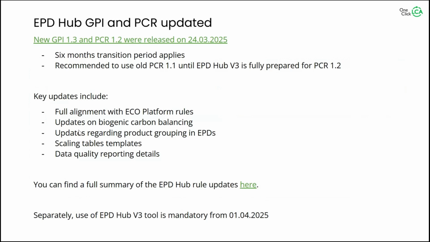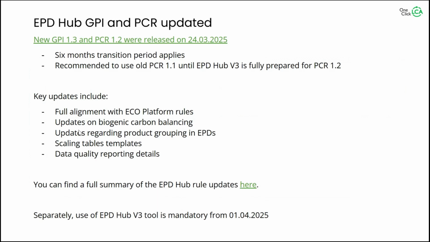Then the EPD Hub's GPI and PCR have been updated just last Monday, so on the 24th of March. So some key points about it. There's a 6-month transition period. So PCR 1.1 and the new version PCR 1.2 will run simultaneously for the period of 6 months, so up until the 24th of September. During that time, you can use either of those PCRs.